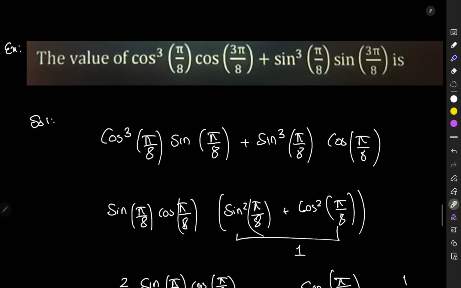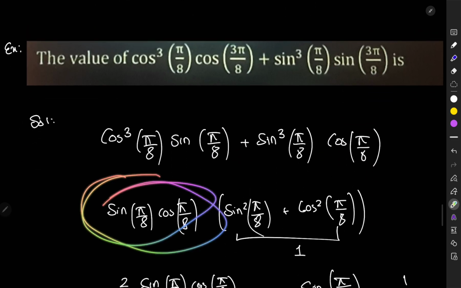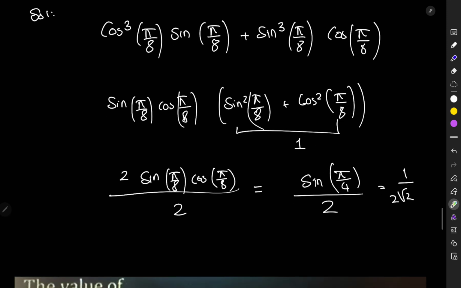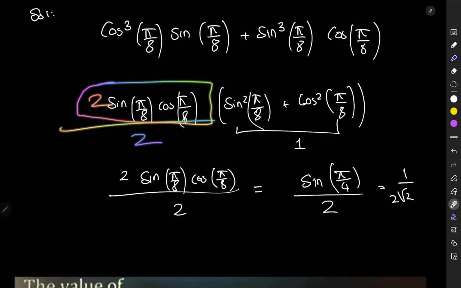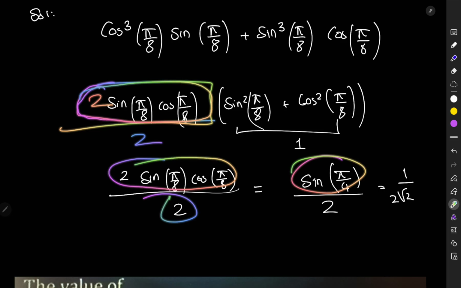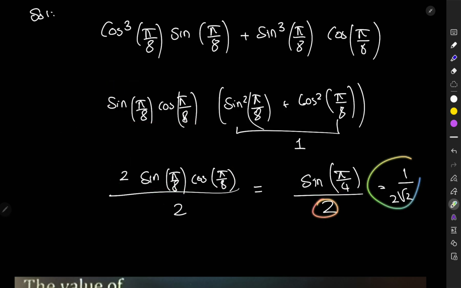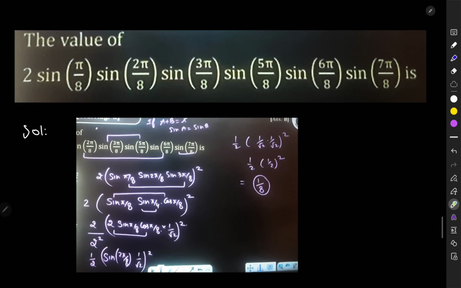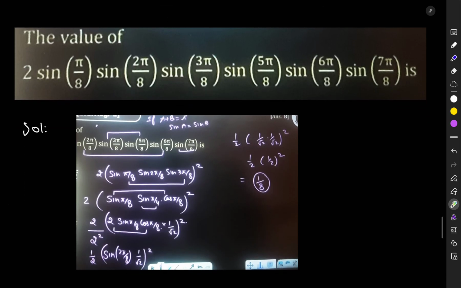Now taking sine theta cos theta common outside, I will get sine square theta plus cos square theta, which is equal to 1, right? So when you manipulate it, multiply and divide by 2, I can see a clear formula of sine 2 theta, right? So this will become sine 2 theta by 2. So sine 2 theta is sine pi by 4, divided by 2, and you'll end up getting the answer. Fine.